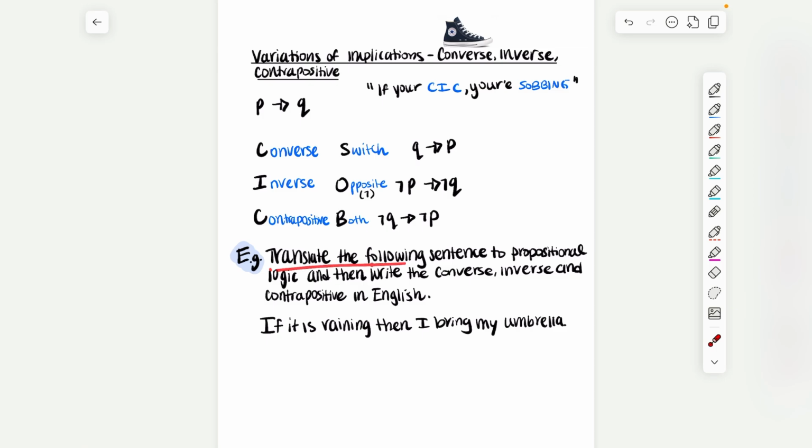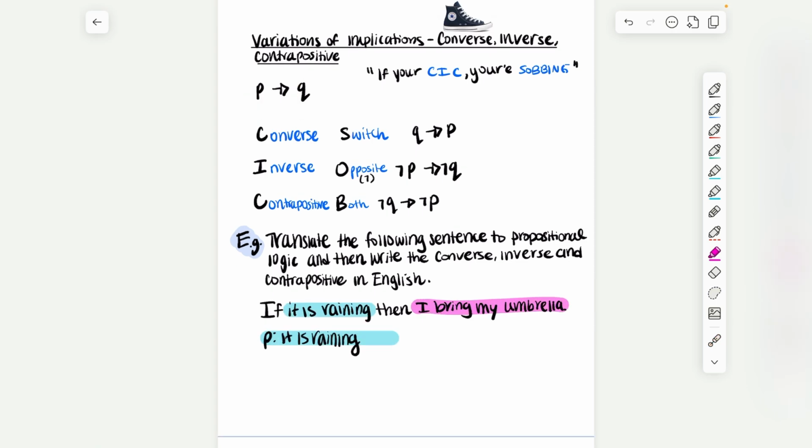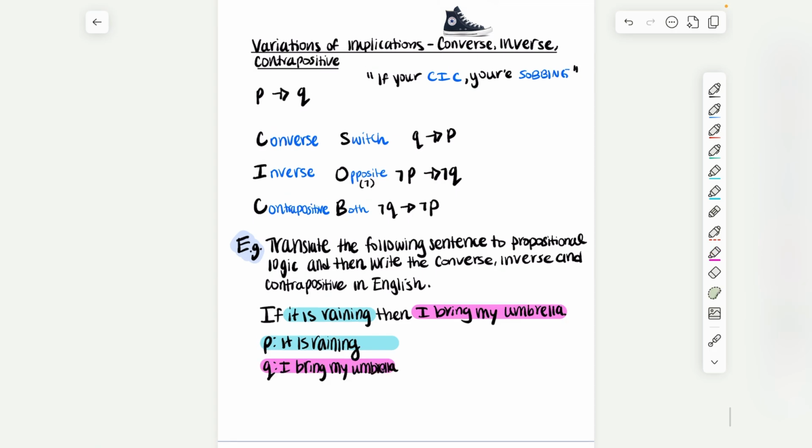Let's try a little example. We're told to translate the following sentence to propositional logic, and then write the converse, inverse, and contrapositive in English. In propositional logic, they just mean write it using variables. So let's first identify what P is. We could say that P is it is raining, and then I bring my umbrella could be our second proposition Q. In propositional logic, if-then is an implication. So you say if P, then Q, so P implies Q. If P is true, then Q should also be true.